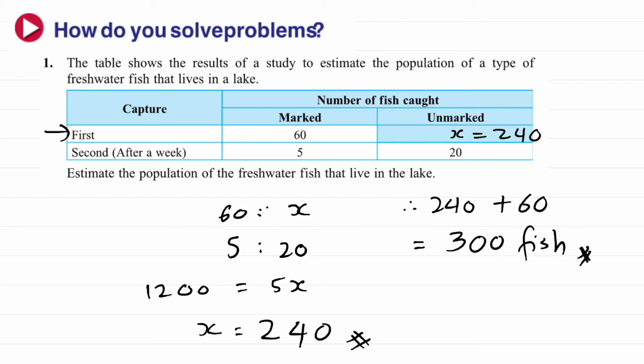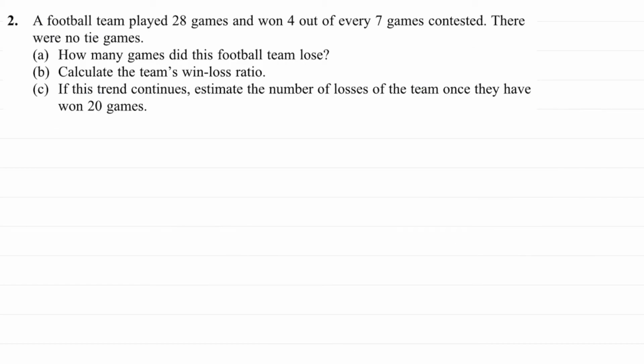That's it. Okay, so number 2, a football team played 28 games and won 4 out of every 7 games contested. There were no tie games, meaning they could win or lose only. So A, how many games did this football team lose? If you're not sure, we have 28 games, right? You have 28 games. They won 4 out of every 7 games contested.